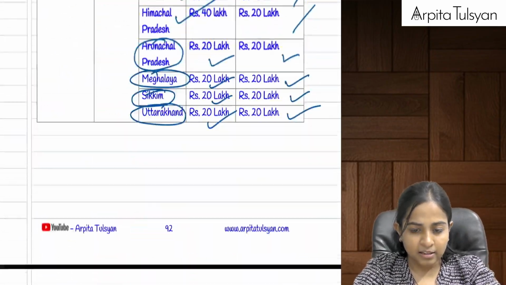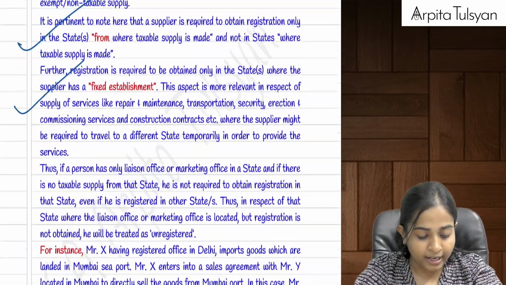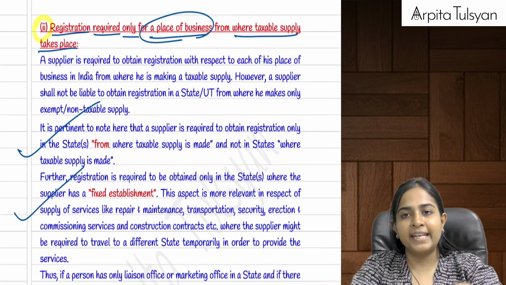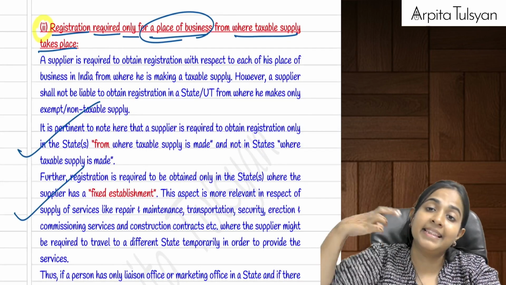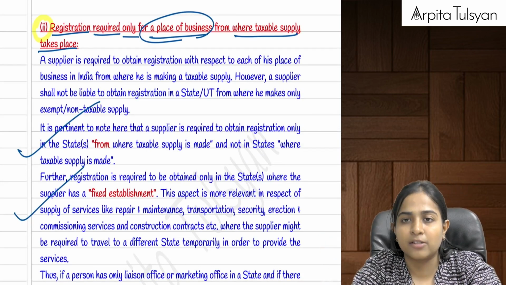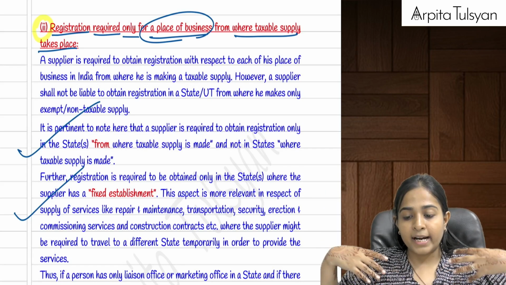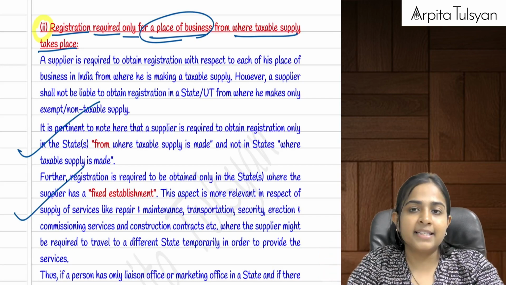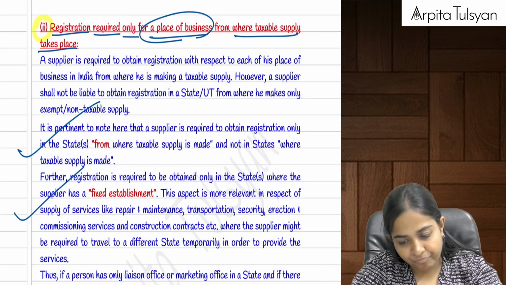Yes, these were the basic things that we had studied under section number 22 in the first point. Then we went to the second and the third point, which was very, very simple. Whenever we are obtaining the registration, we have to check from which place we are providing the service. From which place we are supplying the goods or service, there only registration is required, not the state where we are providing the goods or services. It is the place from where you are providing, there you have to get yourself registered, and that place has to be your fixed place, fixed establishment, right?